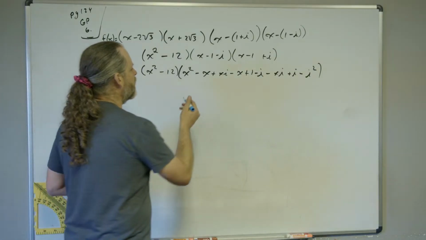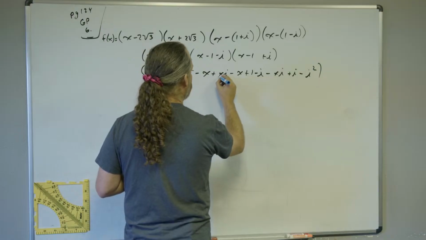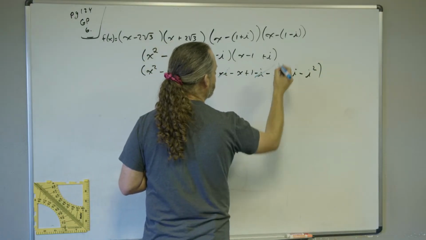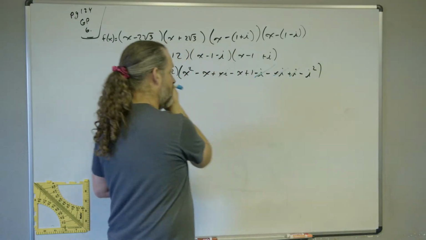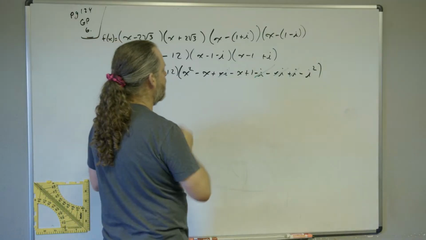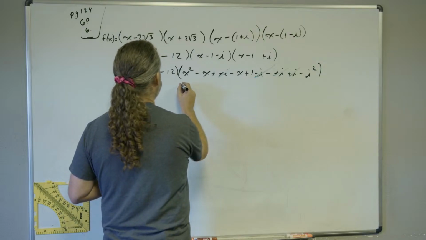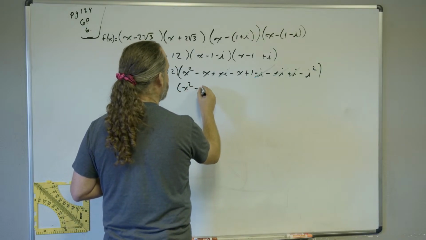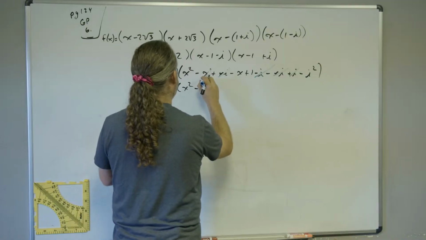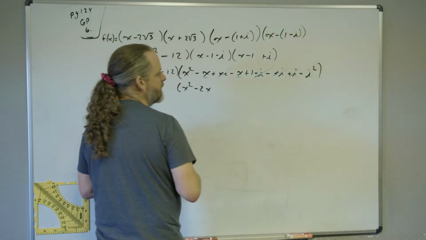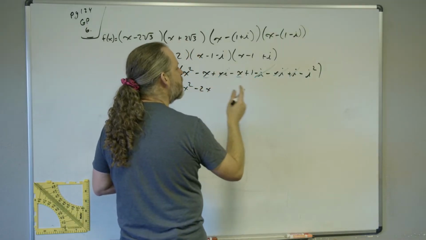We've got some stuff. That cancels with that, and that one cancels with that one. Wait, shouldn't that count? No, that doesn't go positive. So then we've got x squared minus 2x, and then plus 2.